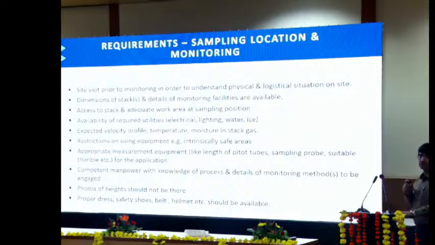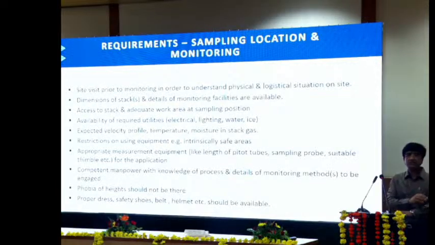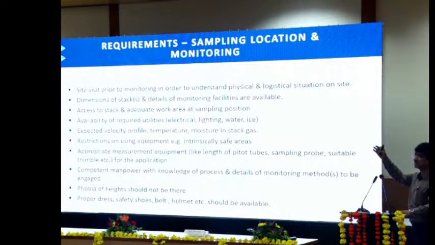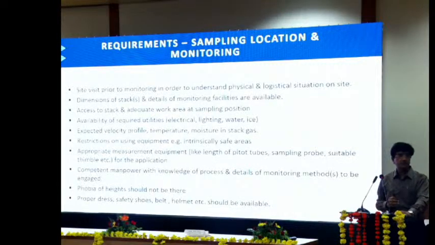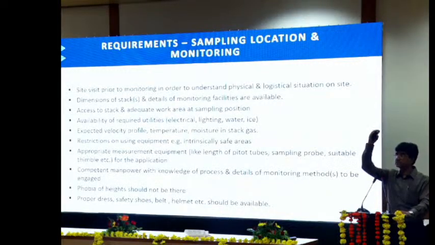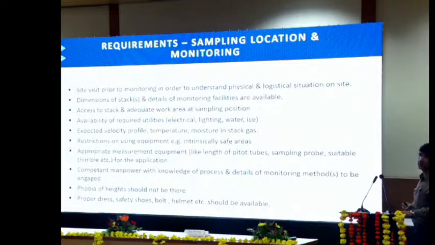Now this is something which, sitting in an AC room, you cannot know: what is the situation actually on the stack. So a site visit whenever you are carrying out a monitoring exercise is very much essential to know what the place is like, how you will move your instruments, and how a particular CEMS will be installed. So a site visit is very much required.